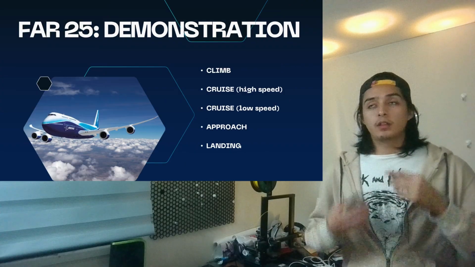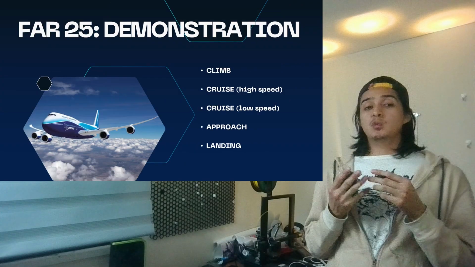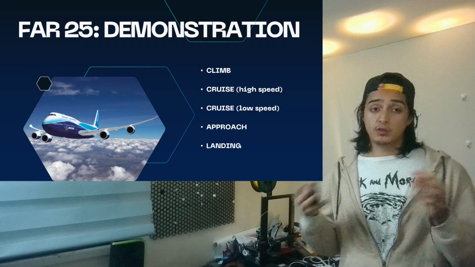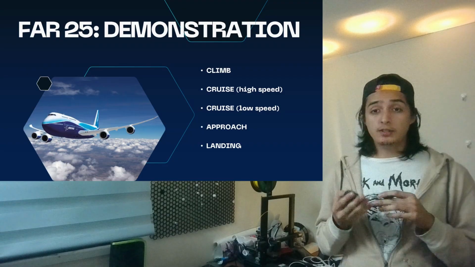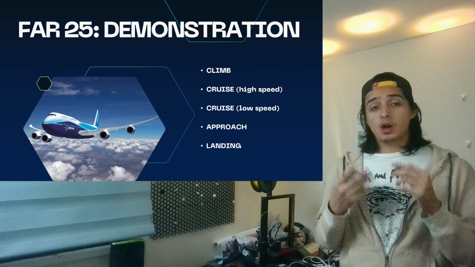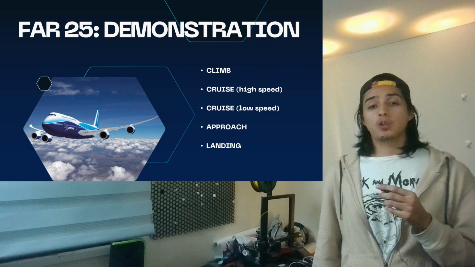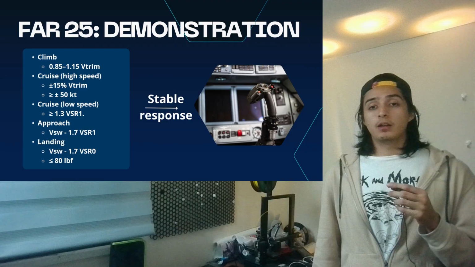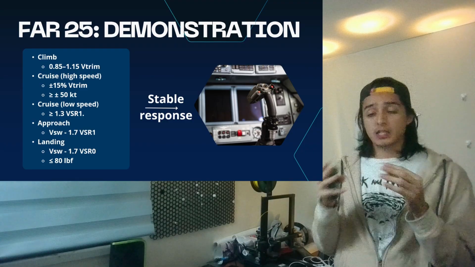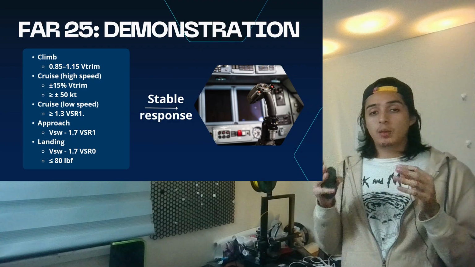So every restriction needs to be demonstrated, and needs to be demonstrated for each phase of the flight. This includes climb phase, cruise at high speed and low speed, and also approach and landing phase. So the FAR 25 established a range of velocities where this needs to be demonstrated.